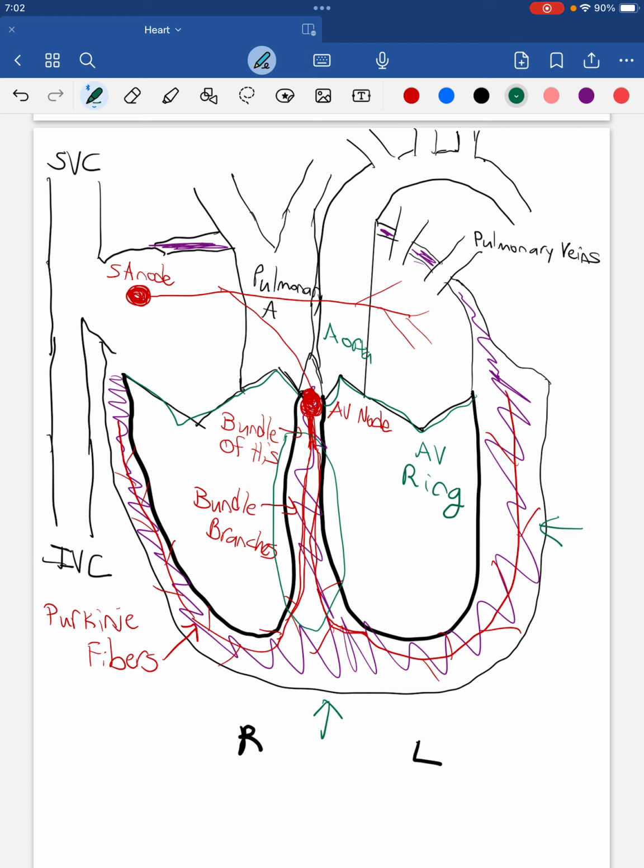It's resistant to electrical impulses because it's mostly made out of collagen. Remember I talked about in my PowerPoint video that these are made of collagen here. So that's why that impulse stops at the AV node, because it's right in this area. Then when we get to the interventricular septum, the impulse can just keep passing along through the left and right bundle branches and the Purkinje fibers.